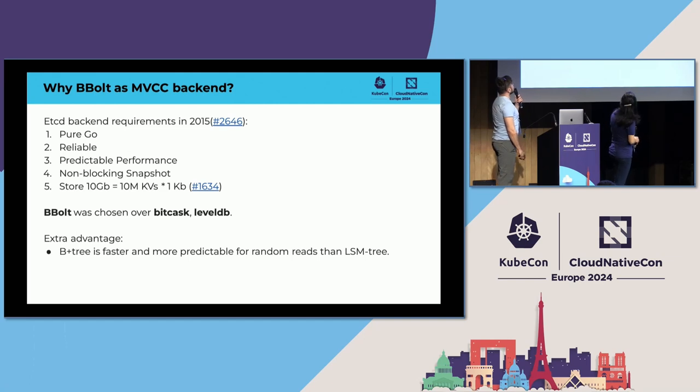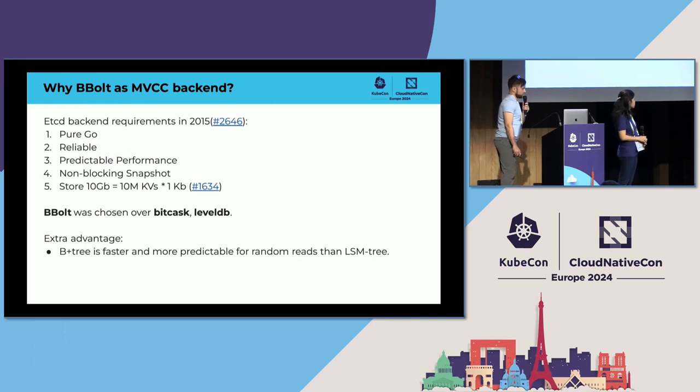Okay, so let's talk about why BBolt was chosen as the MVCC backend for etcd. etcd is a pretty old project, so the decision to use BBolt was made back in 2015. Some of the requirements were to have the backend in Go, to have a reliable backend, predictable performance, and non-blocking snapshots. This is for the situation when you need to do a snapshot of the backend while you're doing writes or reads, and the snapshotting part is used as one of the design features of etcd.